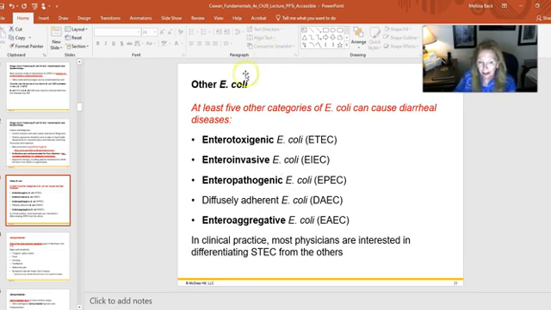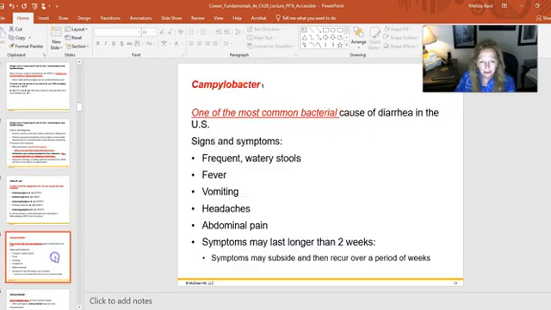There are at least 5 categories of E. coli that actually have this ability to cause diarrheal diseases. So these are fairly common.